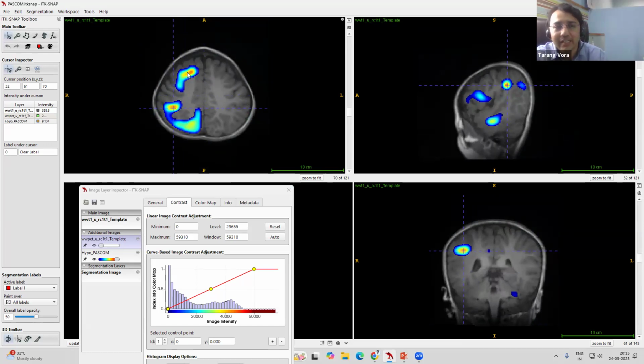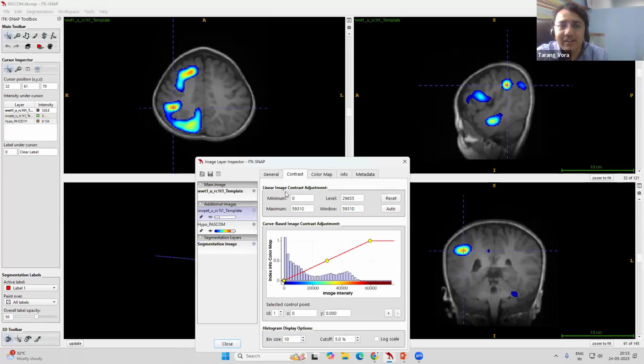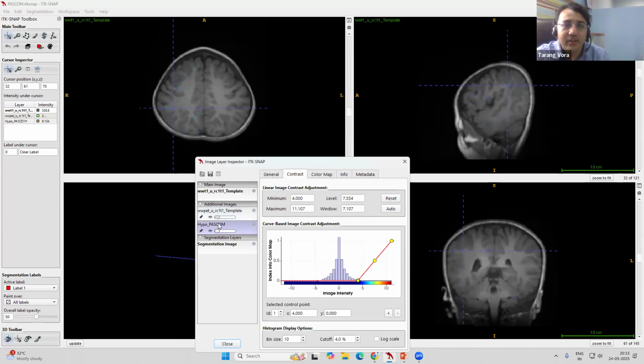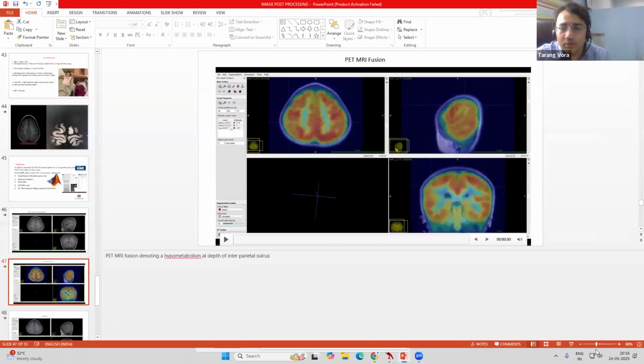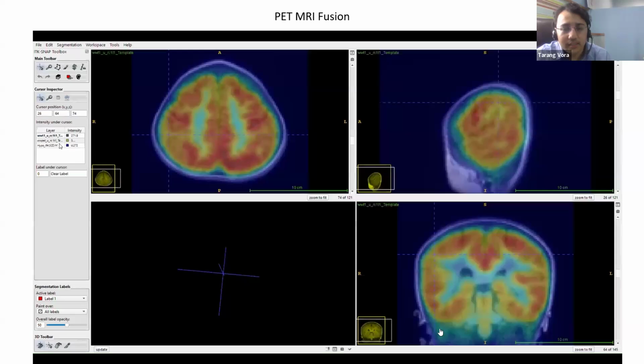So post-ictally, the area where the electrical activity is spreading apart from the seizure onset zone will also look hypometabolic. So it requires some amount of training to understand which area it is. But with PASCOM, we are able to do a good job, and we are able to find out which area exactly we want to resect. I'll go back to my presentation.